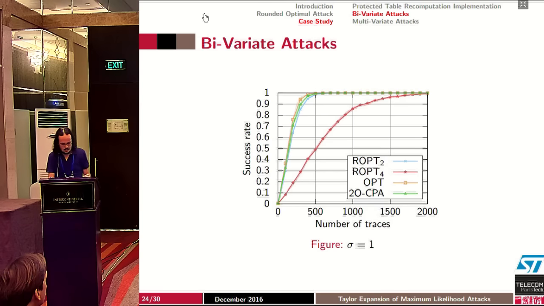This means that in this case, we have added some terms in the Taylor expansion which do not make the attack better. This is due to the fact that in this case, the noise, with standard deviation equal to 1, is not high enough to have a good approximation of the maximum likelihood by the Taylor expansion.